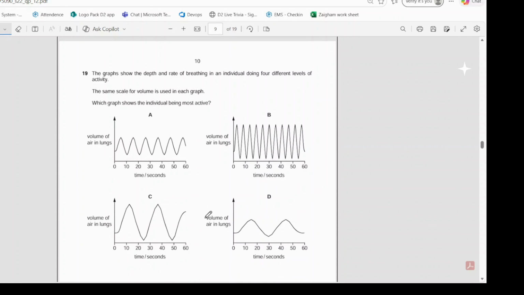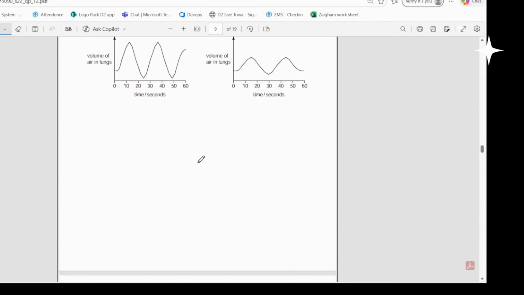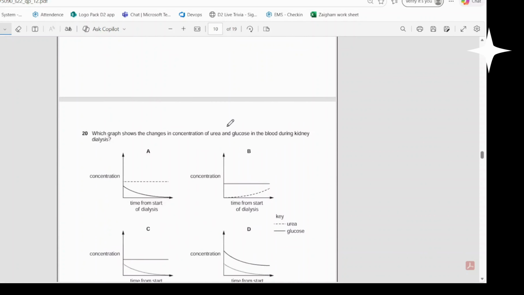Okay, if a person is active or doing exercise, what do you think would be the reading or the volume of air in the lungs? The breathing rate would increase, there would be more peaks, and more oxygen is inhaled in, or a greater volume of air is inhaled, so it would be B. This is again a repeated MCQ.